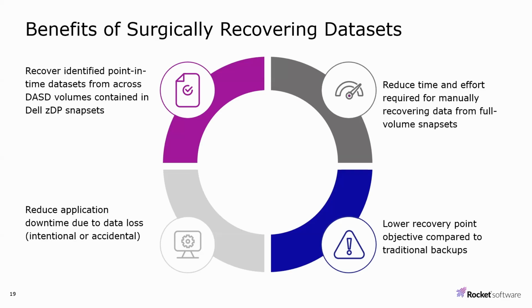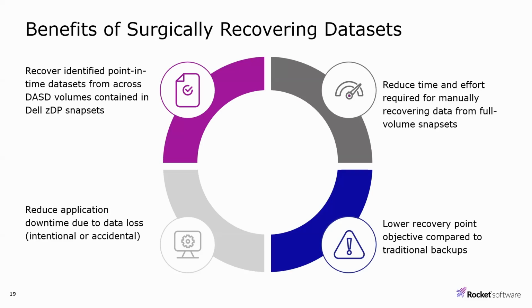And because you're reducing that time and effort, you're going to reduce your application downtime due to data loss. It could be a DB2 object that's corrupted. It could be just an application VSAM data set that's corrupted. And whether it was intentional or accidental is at this point irrelevant. You need to get it back. And because these are point in time, you can go back 5 minutes, 10 minutes, whatever the frequency of those snapshots is, and that really lowers your recovery point objective, right?